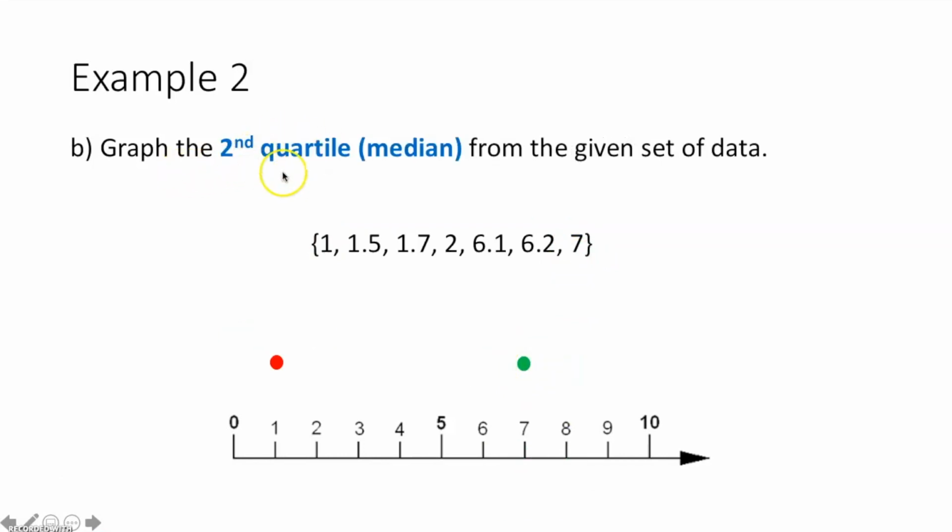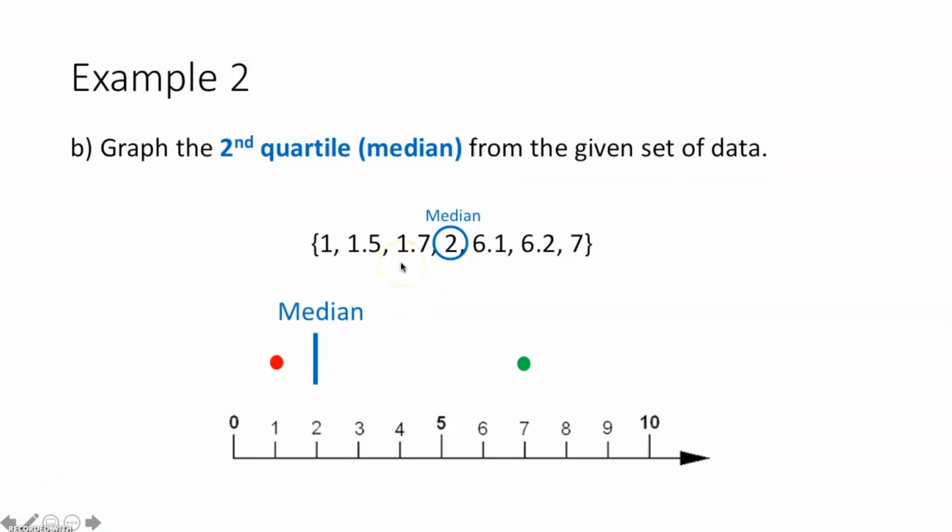Next, graph the second quartile, aka the median from the given set of data. So the median is the middle point. Since we have an odd number of data points, we will have a median. We don't have to add 2 numbers together and divide by 2. We have 3 and then 3. So this middle one, 2, is going to be our median. So at 2, we put a little line. That's our median. Oh, this is going to be a little skew.